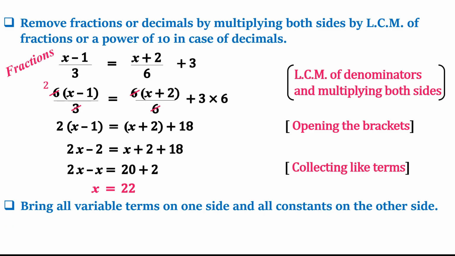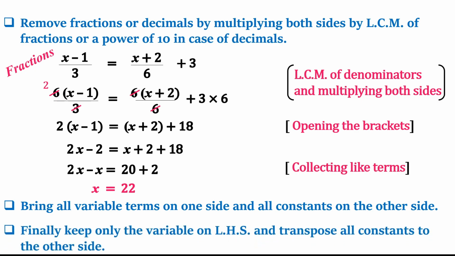And see, in all these steps what you have been doing, you are bringing all the variable terms on one side, all the constants on the other side. Then finally only the variable has to be kept on the left hand side. That means all the numbers connected with the variable part have to be transposed to the other side. So in the end I should have only x left, and in the right hand side a constant.